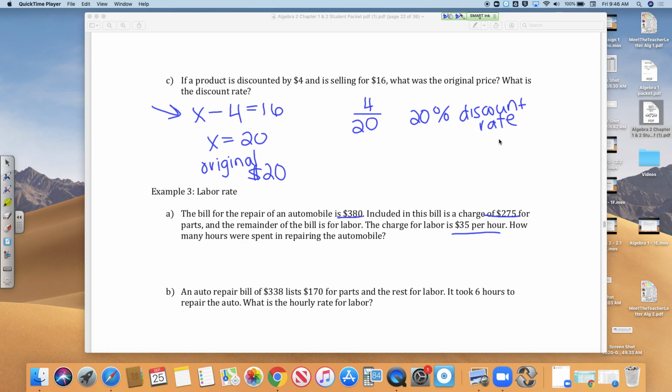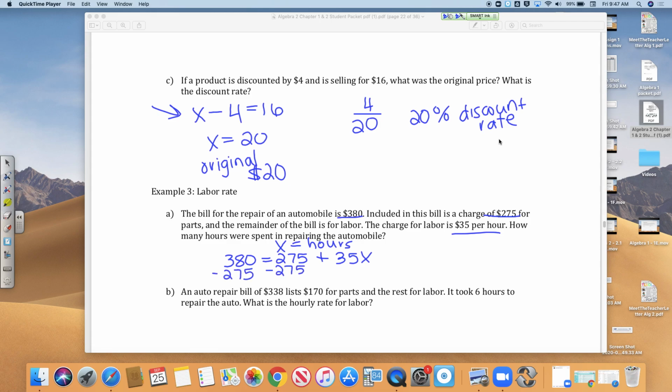What I'm going to do first is use x to represent the number of hours, since we're trying to determine how many hours were spent repairing the automobile. And I'm going to create an equation. I know that the total amount for the repairs is $380. So $380 is equal to the plain charge of $275 plus $35 per hour for the repair. So here's my equation: 380 equals 275 plus 35x. To solve this equation, I would first subtract 275 from both sides.